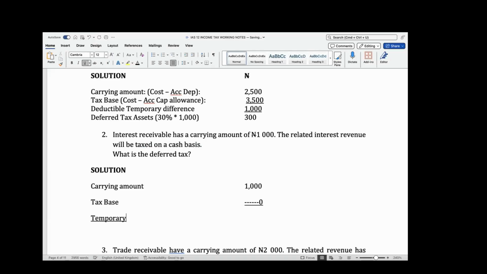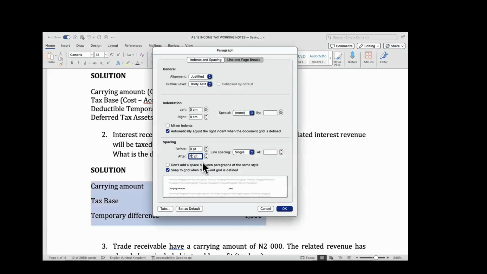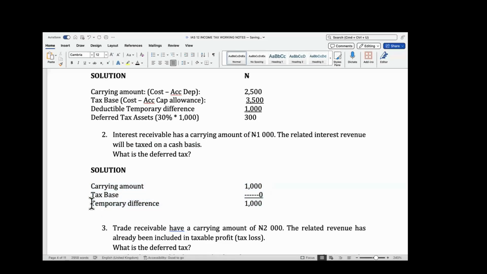I'm sure those that actually attempted should have seen why you're wrong. So there's a temporary difference here of 1,000. Is it a deductible temporary difference or a taxable temporary difference? It's taxable. Okay, now we are getting there gradually. At least for the first time in this class, you got something right. This is a taxable temporary difference because the taxman says he's going to tax it in the future. It's simple.